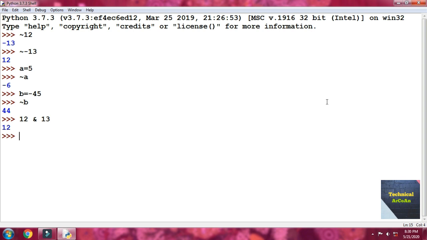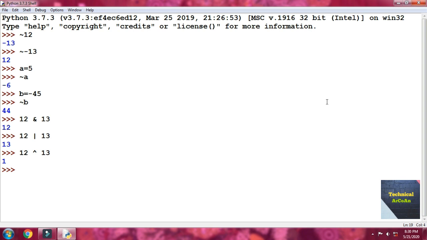Again if we write 12 bitwise OR, the pipe sign, and 13, we get 13. In the same way, 12 and 13 are first broken into binary, then we use the OR operation on them. Similarly, if we write 12 bitwise XOR 13, we get 1. Same way, first 12 and 13 break into binary, then bitwise they operate the XOR operation.